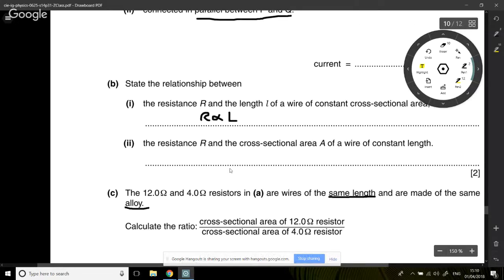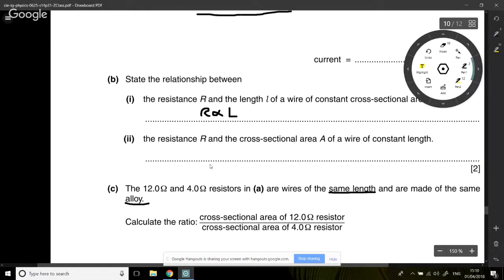And then for the area, it's inversely proportional. So if we keep the length constant, the resistance would be inversely proportional. So we just put this proportional sign and then a 1/. If you ever hear inverse, it usually means mathematically 1/. All right.